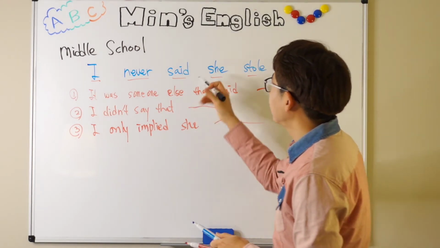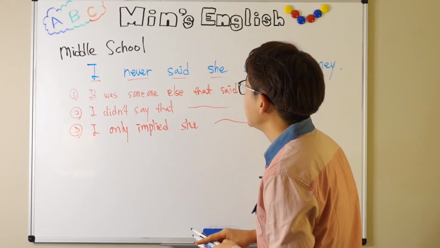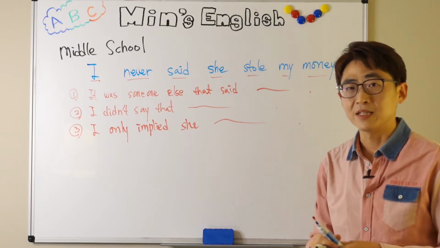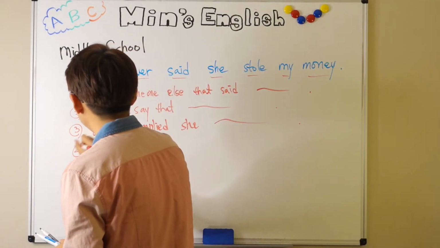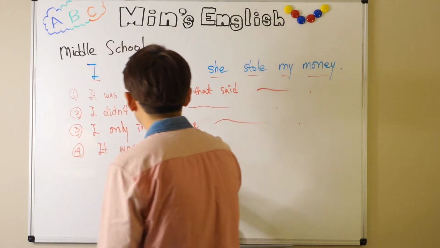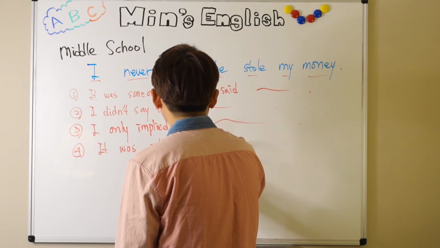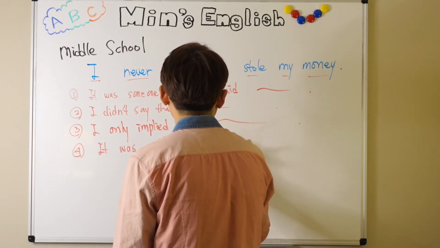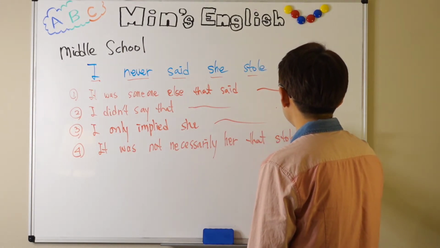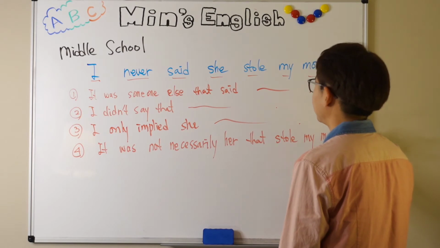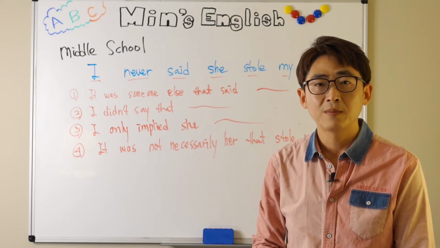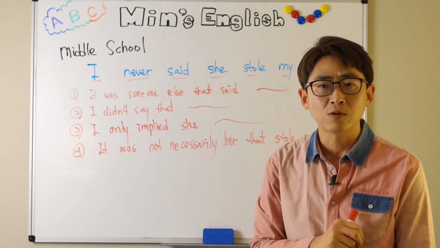And next one, when you put emphasis on she, it becomes a different meaning. I never said she stole my money, means it was not necessarily her that stole my money. Okay? I said someone stole my money, but I didn't say that she stole my money.